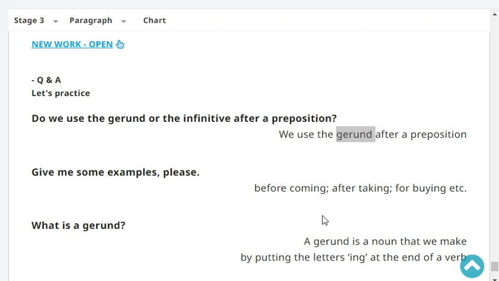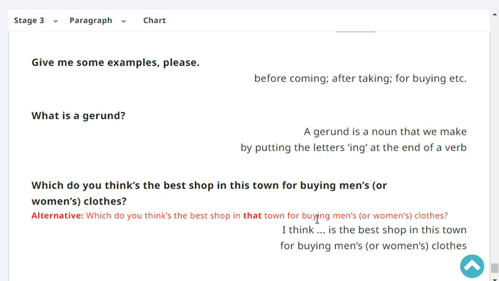Very good. What is a gerund? A gerund is a noun that we make by putting the letters ing at the end of a verb.